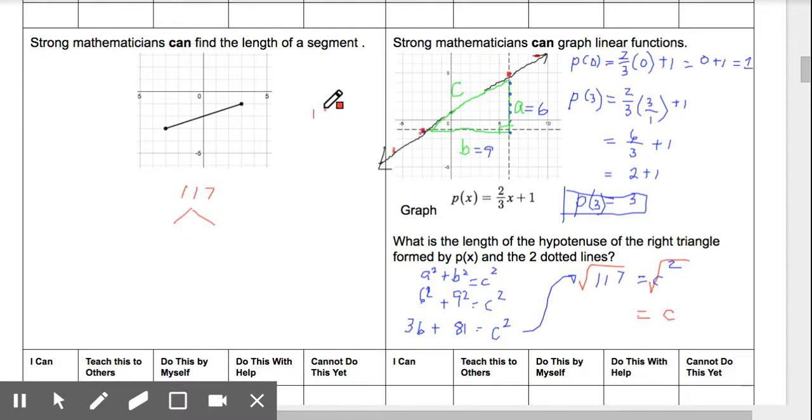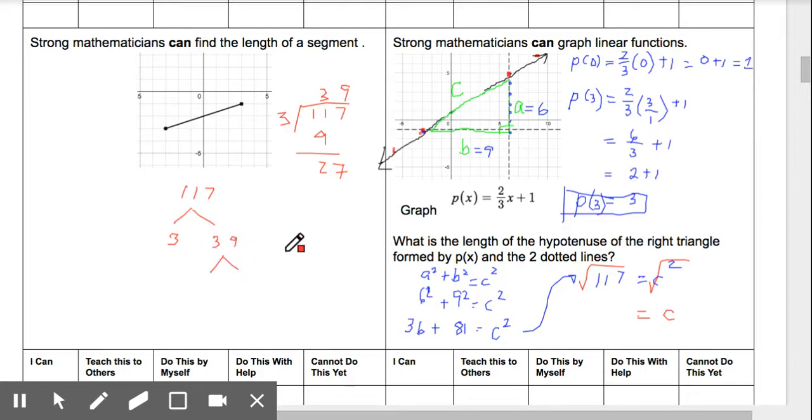Now we're going to try 3. 117 divided by 3. 11 divided by 3 is 3. 3 times 3 is 9. 11 minus 9 is 2. And so we bring down the 7. We'll have 27 divided by 3 is 9. So 39. So this is 3 times 39.